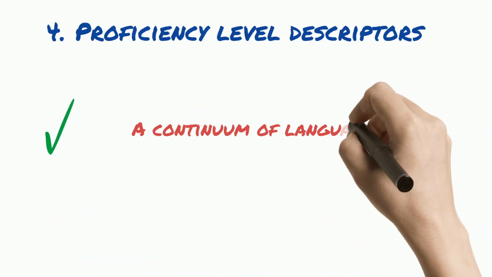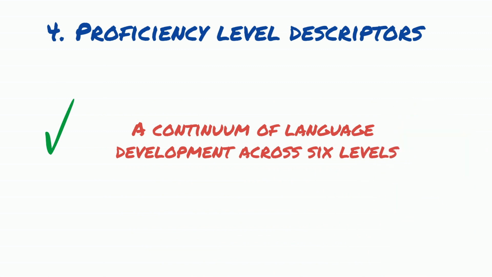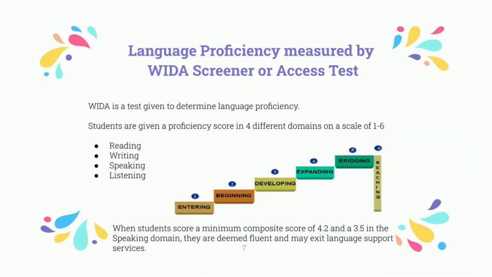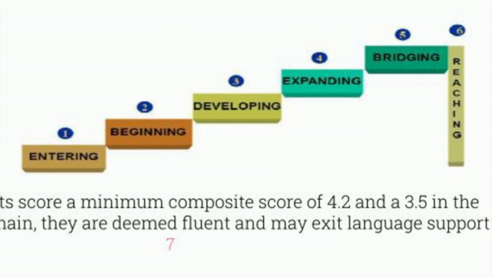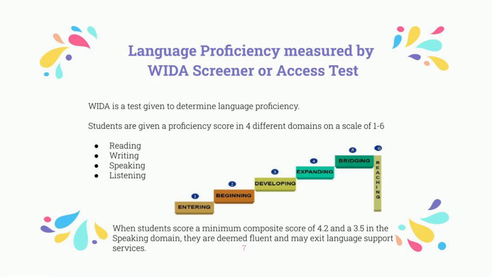Proficiency level descriptors, a continuum of language development across 6 levels. As you can see here, those 6 levels are entering, beginning, developing, expanding, bridging, and reaching. When students score a minimum composite score of 4.2 and a 3.5 in the speaking domain, they are deemed fluent and may exit language support services.